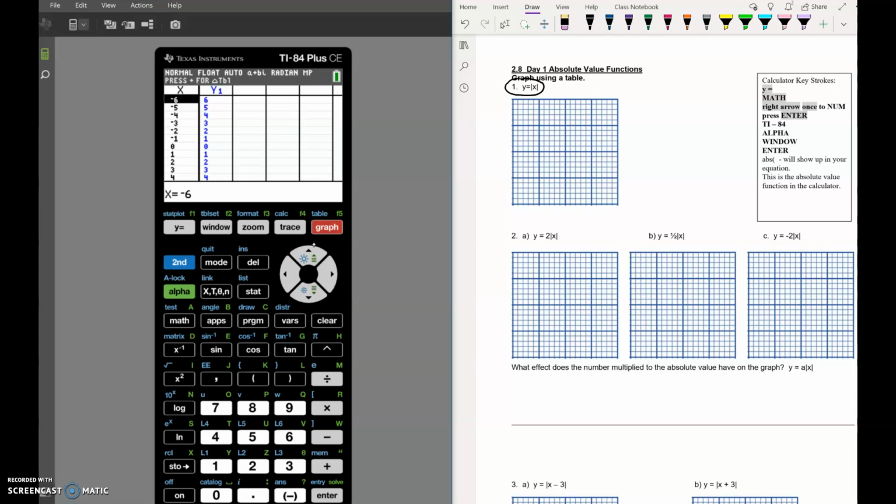What if your screen looks different? The up and down arrows will move you along that table to different points. So you can always move this around to get points that you want. So I'm going to plot the point 0, 0, 1, 1, 2, 2, 3, 3, negative 1, 1, negative 2, 2, negative 3, 3, and so on. There's our graph of our absolute value function.